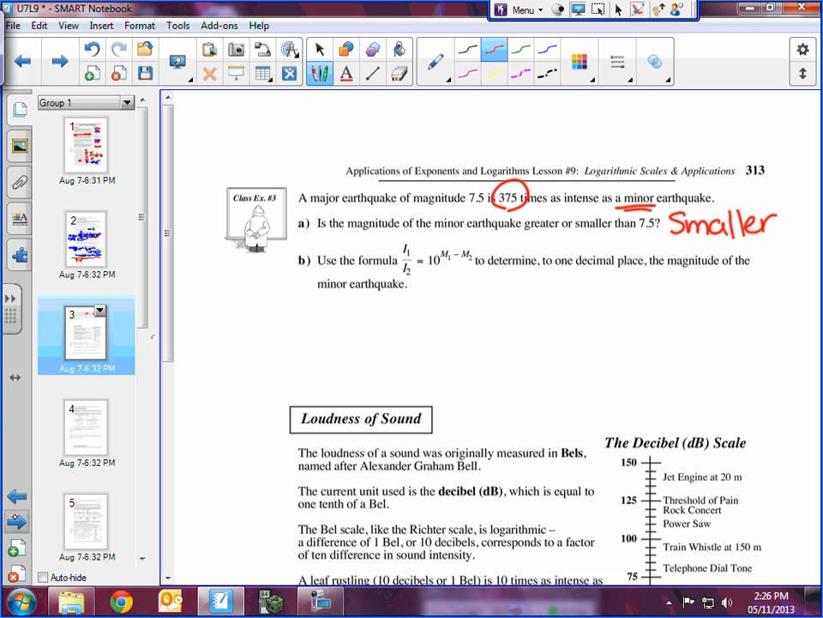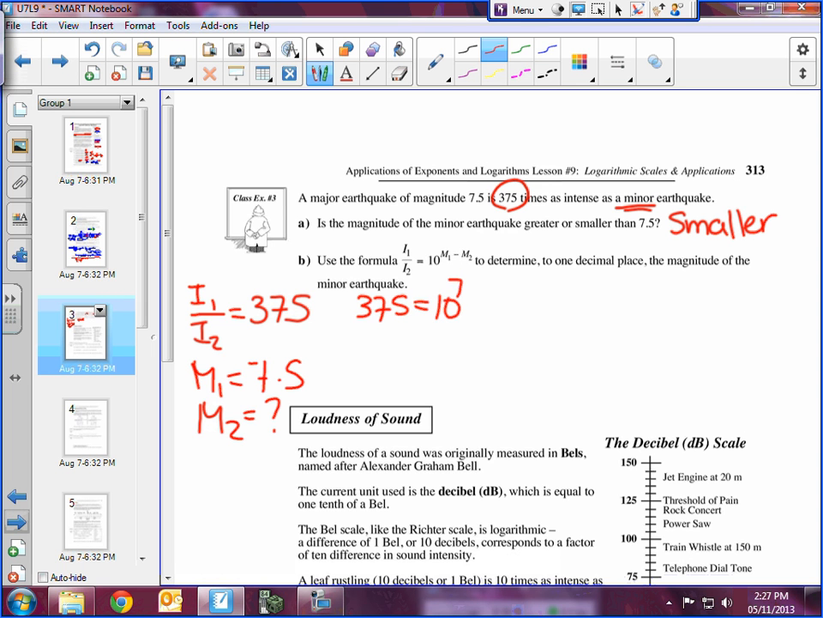Okay. So use this formula to determine to 1 decimal place the magnitude of the minor earthquake. Okay, so we have our intensity. I1 over I2 is equal to 375. What's your M1? 7.5. Do we know our M2? So let's substitute this into our formula. So we have 375 equals 10 to the 7.5 minus M2. Does everyone see where this came from?